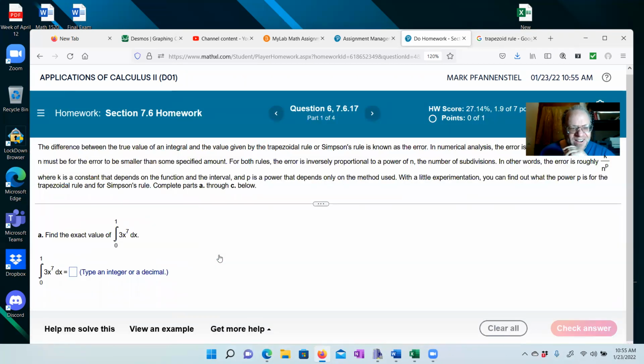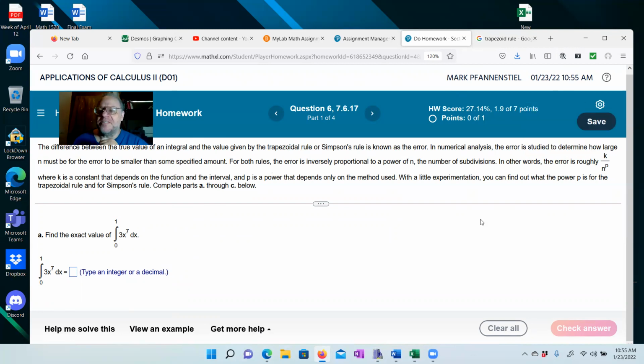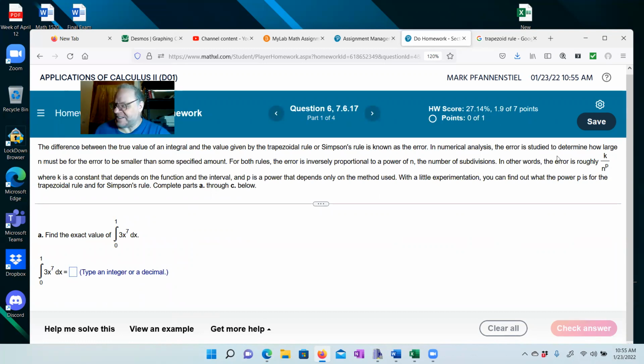So this one, they want to know the difference between the true value of the integral and the value given by that, which is known as the error. It's kind of a cool class to take, numerical methods. This is the kind of thing you worry about, out to like the 16th decimal place, which one is better, and how long it takes to calculate things. That's another thing that we care about. Then determine how large n has to be for the error to be smaller than some specific point. We did this a couple of times at the beginning. It's like n is this value.